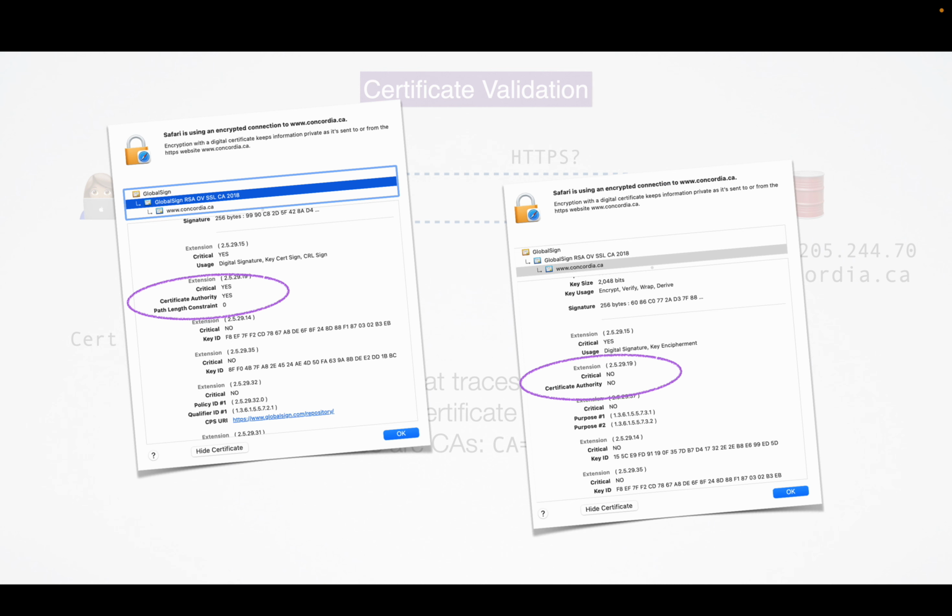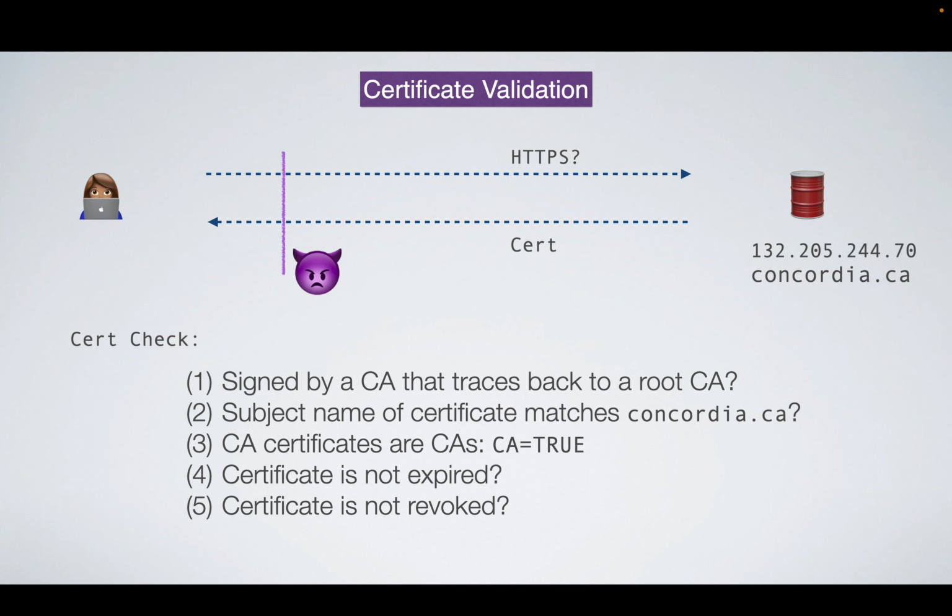So this is what it looks like. Here's concordia.ca's certificate. If you scroll all the way through it, you'll see there's an extension called critical. There's a certificate authority field, and it says no. And then for the intermediary that issued it, you can see that the flag is set to yes. Certificates don't last forever. They eventually expire. So another thing you want to check is whether it's still within the expiration period or not.